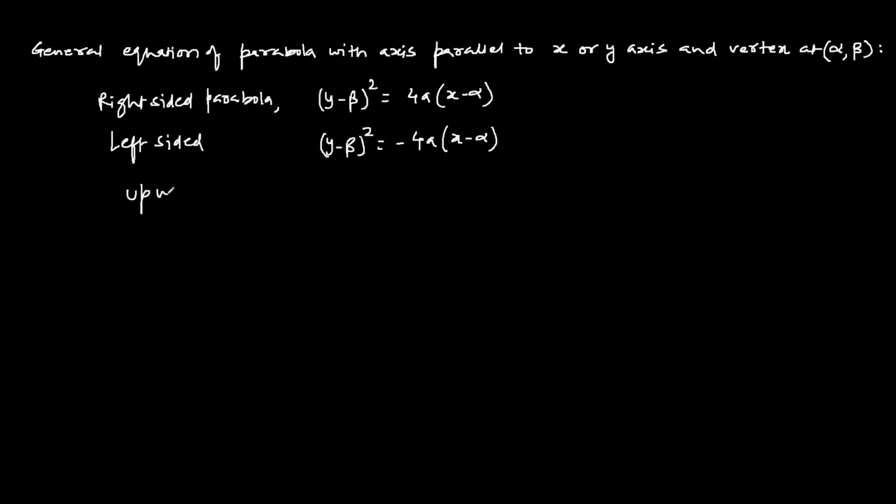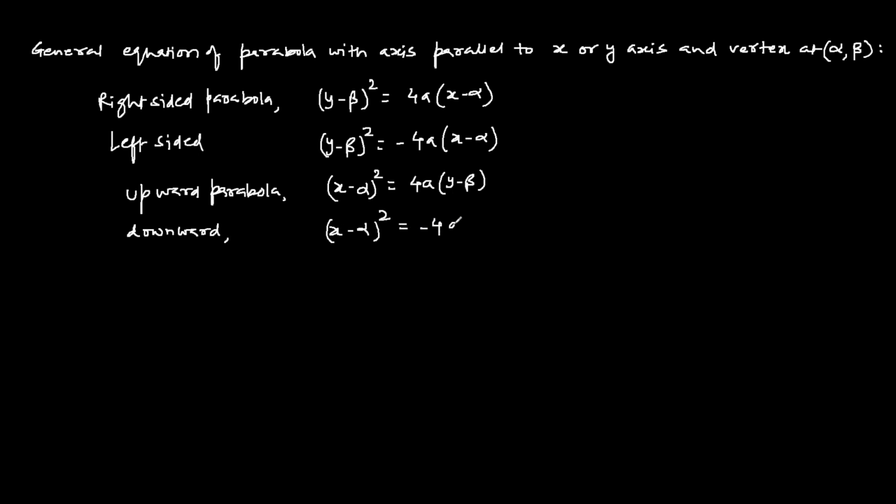For an upward parabola, this equation is (x minus alpha) square equal to 4a(y minus beta). For a downward parabola, this equation is (x minus alpha) square equal to minus 4a(y minus beta). Sorry.